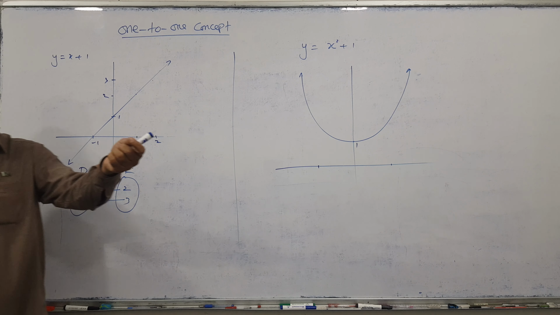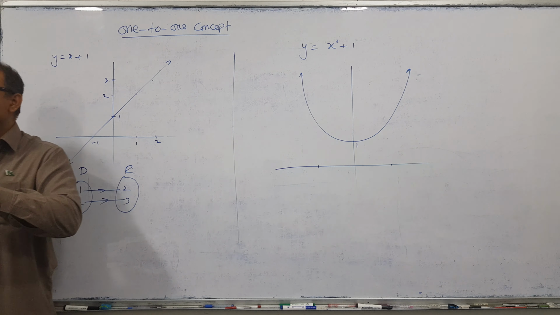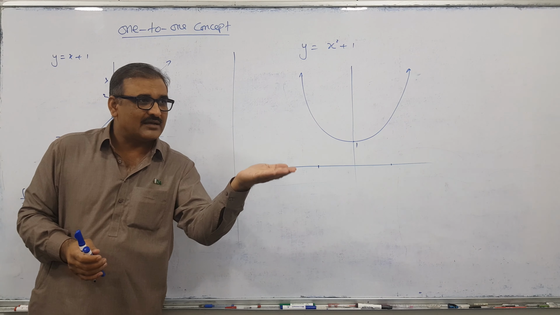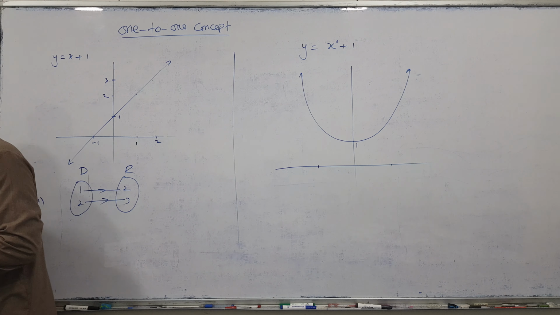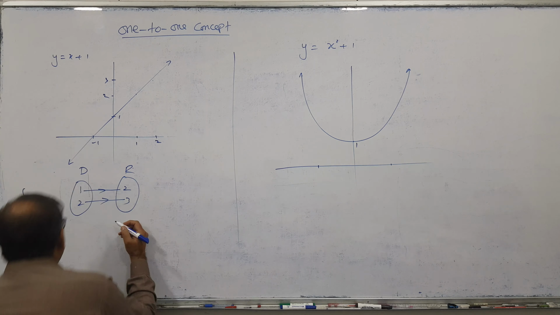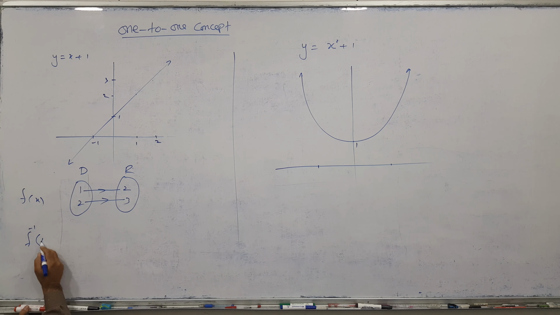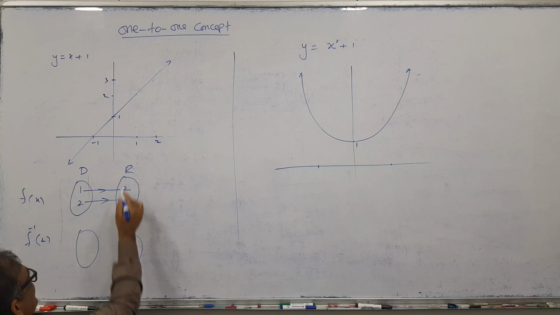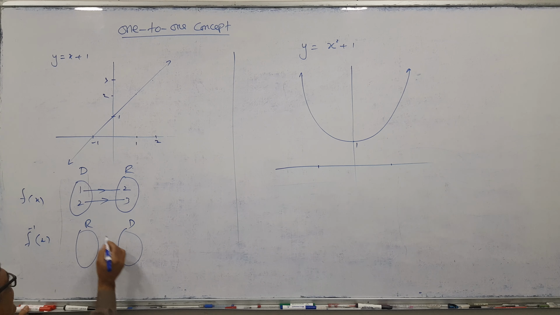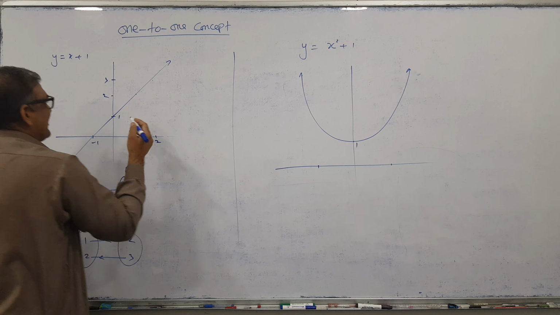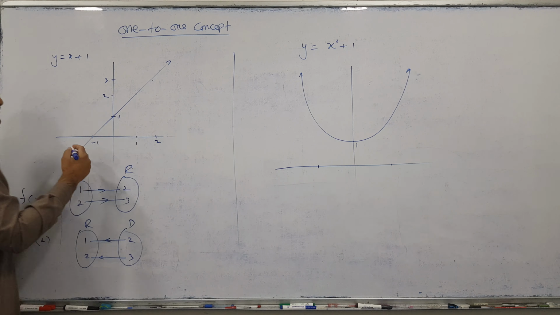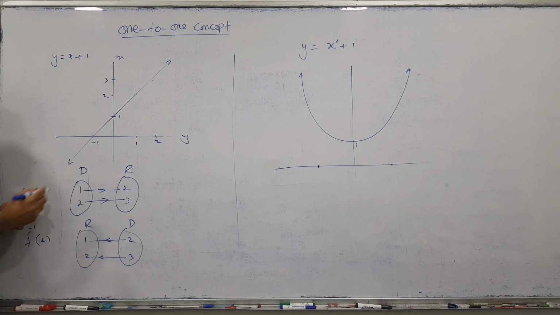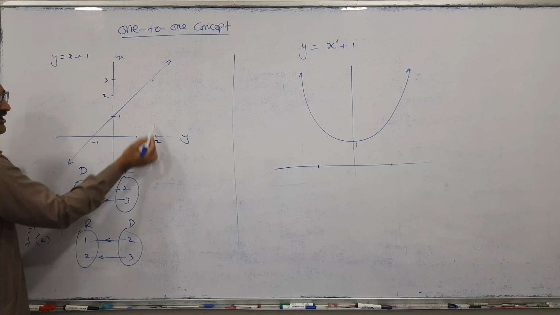You have done the inverse concept in O levels. In the inverse concept, what happens? x becomes y and y becomes x. This is interchanging the variables. It's called inverse. So when I talk about f inverse, this becomes domain and this becomes range. So 2's range is 1, and 3's range is 2. If this was x and this was y, we interchange them, so this becomes y and this becomes x. You can see now against 3 I'm getting 1.